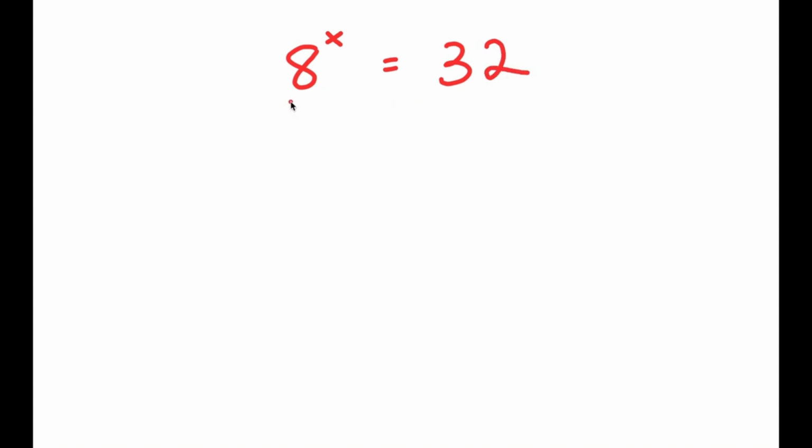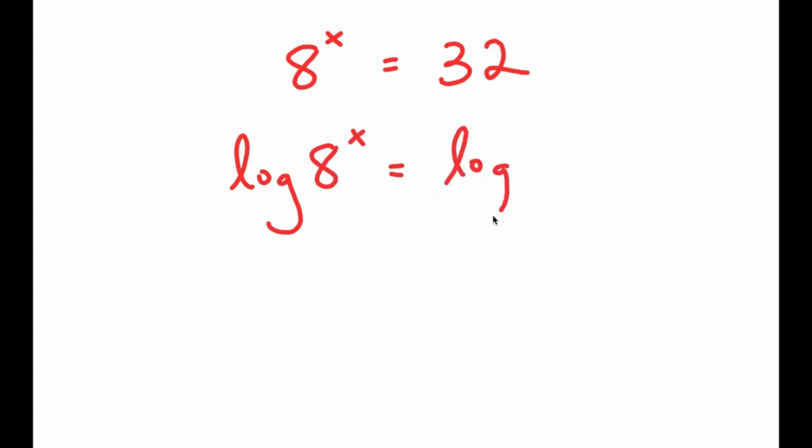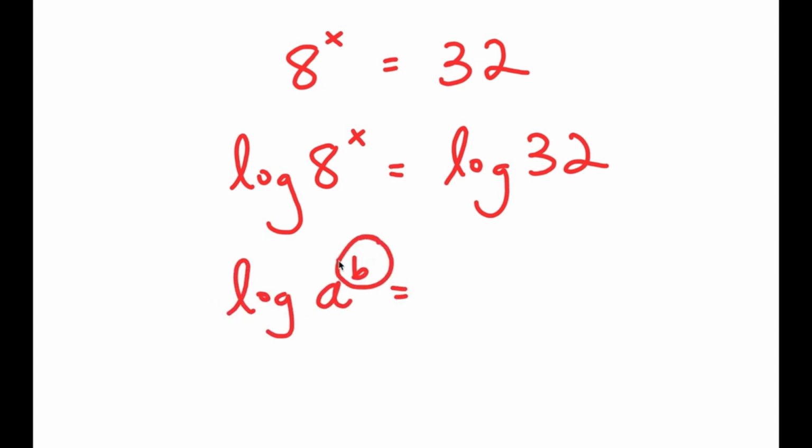So to solve this, I'm going to start by taking the log on both sides. So I get log of 8 to the power of x is equal to log of 32. And now if I have something in the form log of a to the power of b, I can move this exponent b to the front of the logarithm. So this is turned into b times log a. So log a to the power of b is equal to b times log a.